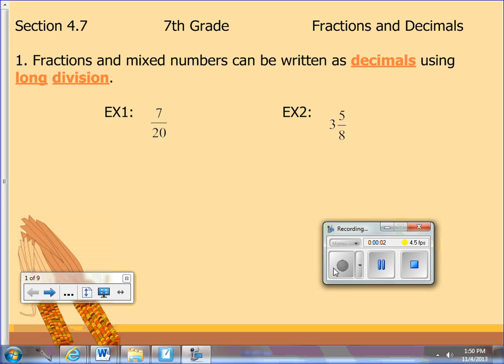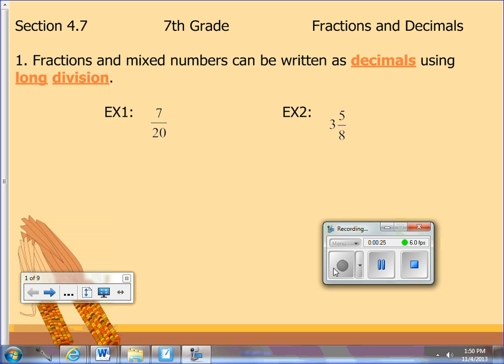In our last section of chapter 4, we're going to talk about fractions and decimals. Fractions, as we have discussed earlier, are part of a whole, just as a decimal is considered part of a whole. So fractions and mixed numbers can be written as decimals using long division.